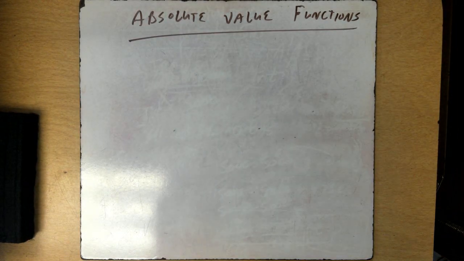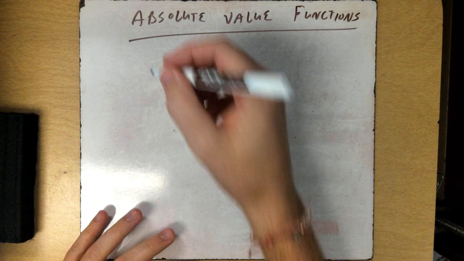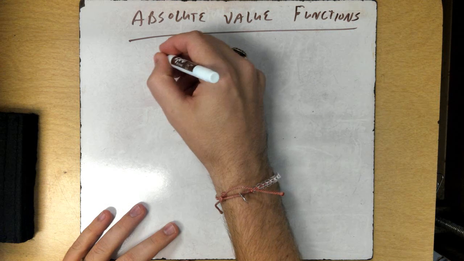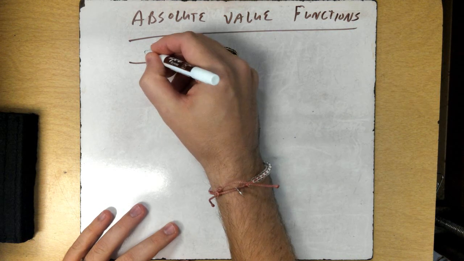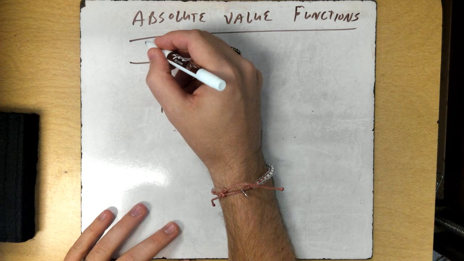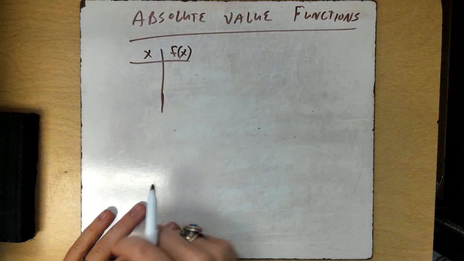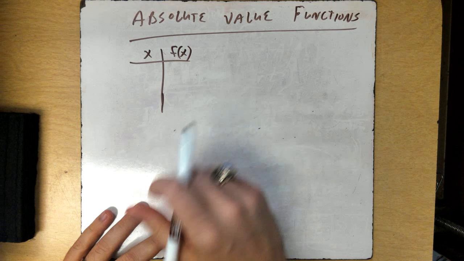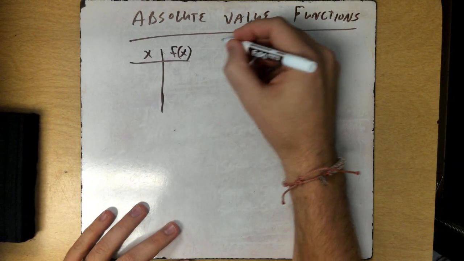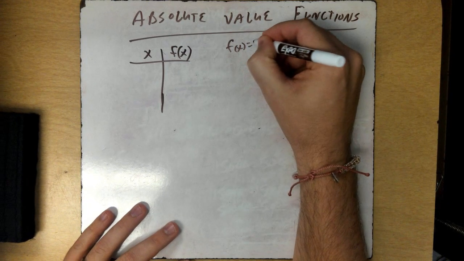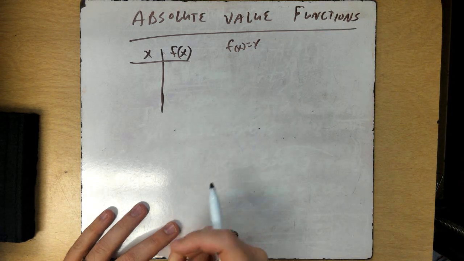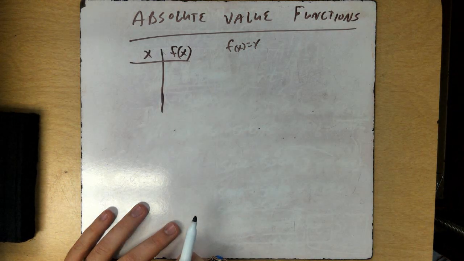So the first thing I want to show you is a table, and it wants you to graph the function from a table. It's going to give you a table full of numbers, right? You're going to see x, and then you're going to see f of x. Really, f of x just equals y, if you want to think of it that way when you're graphing it.